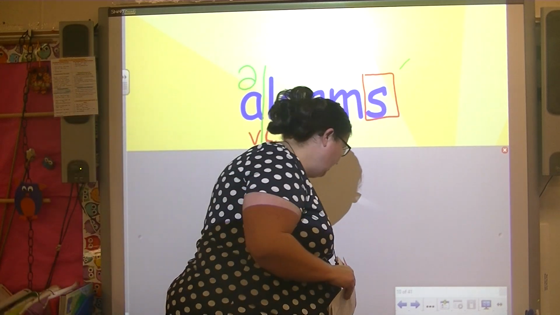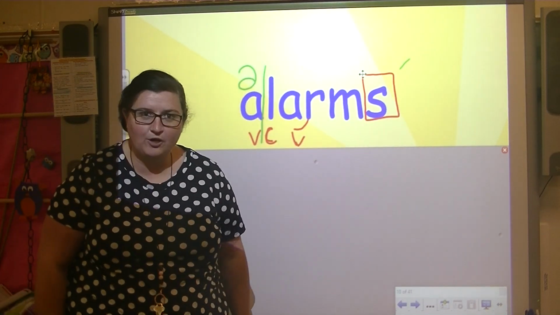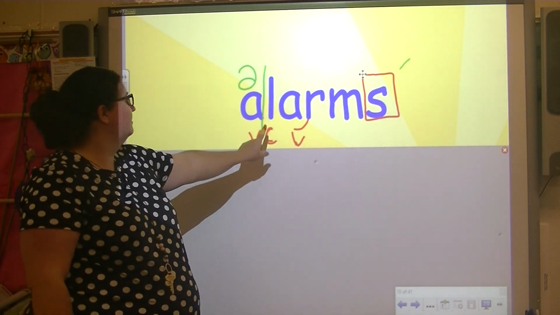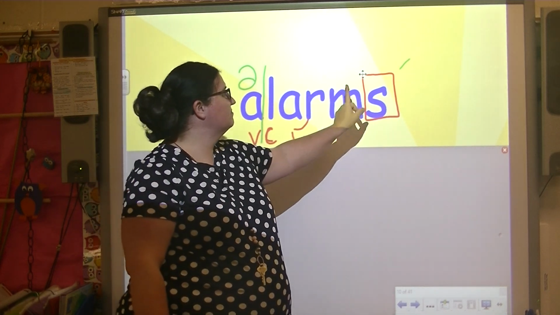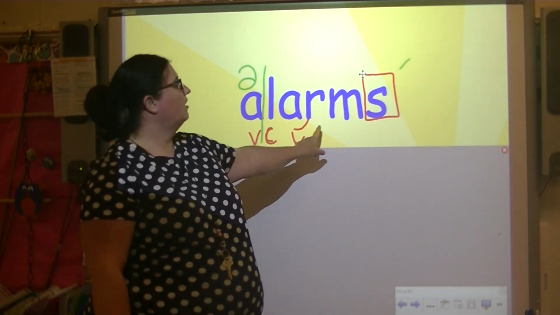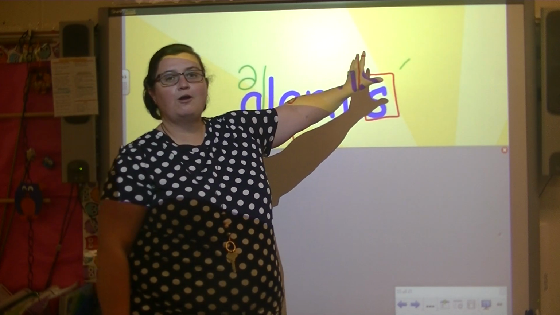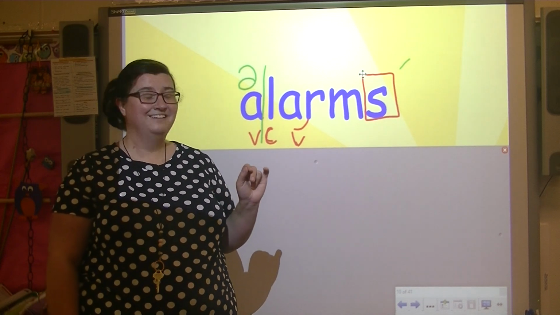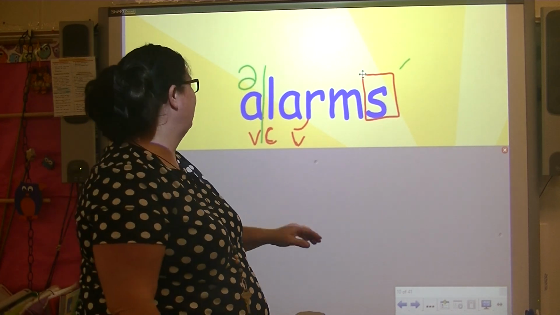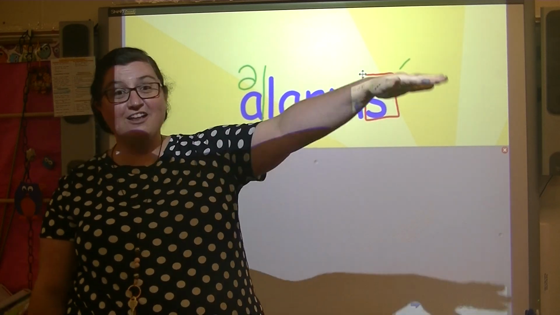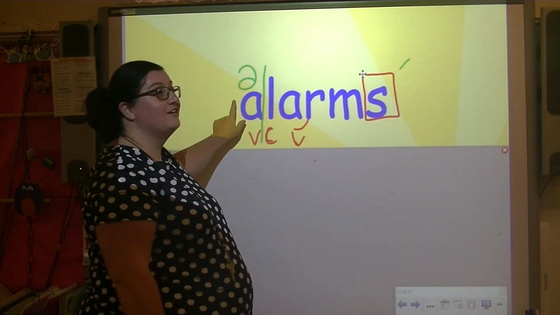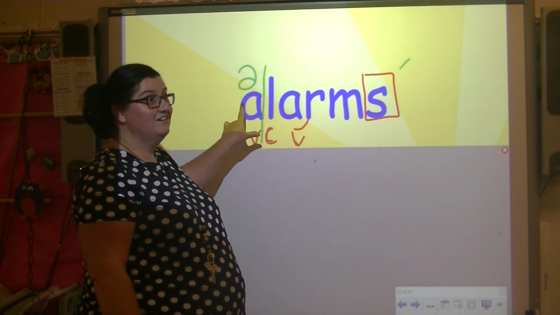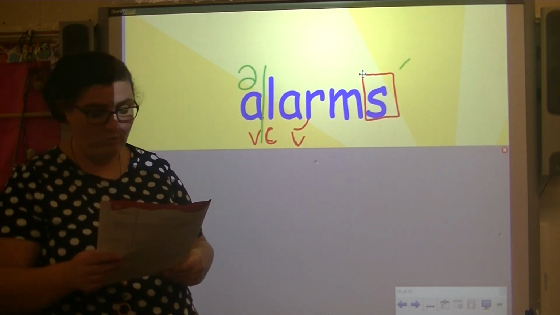So let's try the schwa instead and see if we get it. Are you ready? We've tried everything else in the world, guys. Let's see if we get it this time. Alarms, alarms. What word? Alarms. Does that make sense? Alarms. That's right. We hear the fire alarms. It's making the schwa sound. So that's how we will code it.